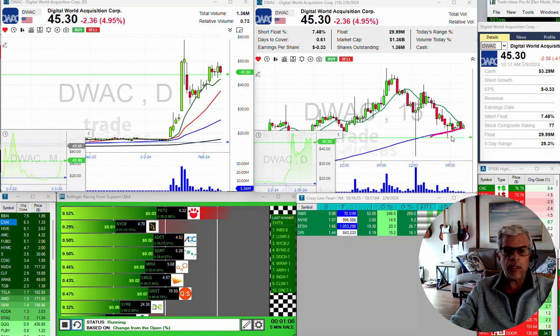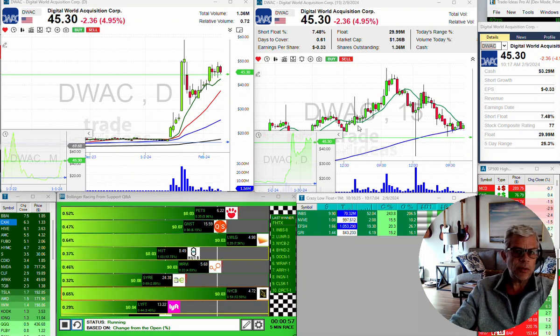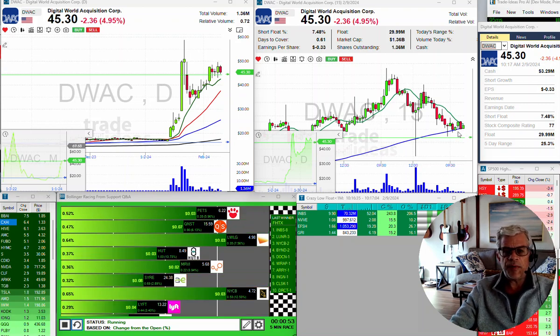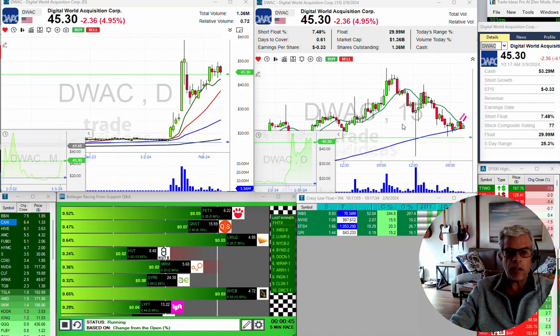I think we can all agree that there's 5 or 6 examples of support there. So the algorithms and the quants that are running this particular stock, which is Digital World Acquisition, keep finding support at the 5-day moving average. However, the sellers keep pounding down on the 10-period moving average as well. Again, this is all on a 15-minute time frame.